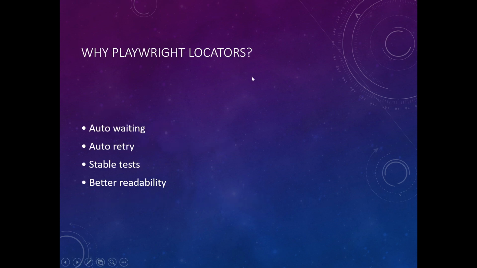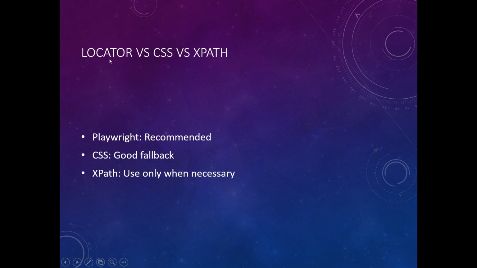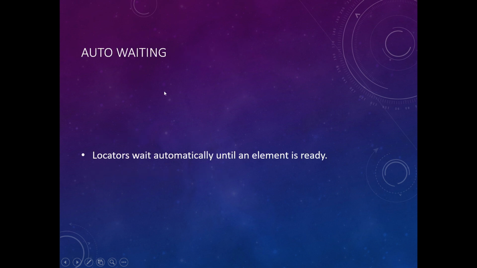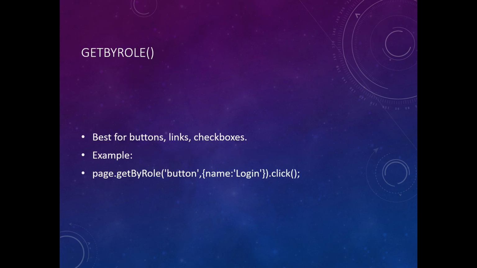And why Playwright Locators? They have the features of auto waiting, auto retry, stable tests, and better readability. Compared with CSS and XPath, Playwright locators are the most recommended. CSS can also be used, and XPath is less recommended. Auto waiting means locators wait automatically until an element is ready. So this is the feature called auto waiting.